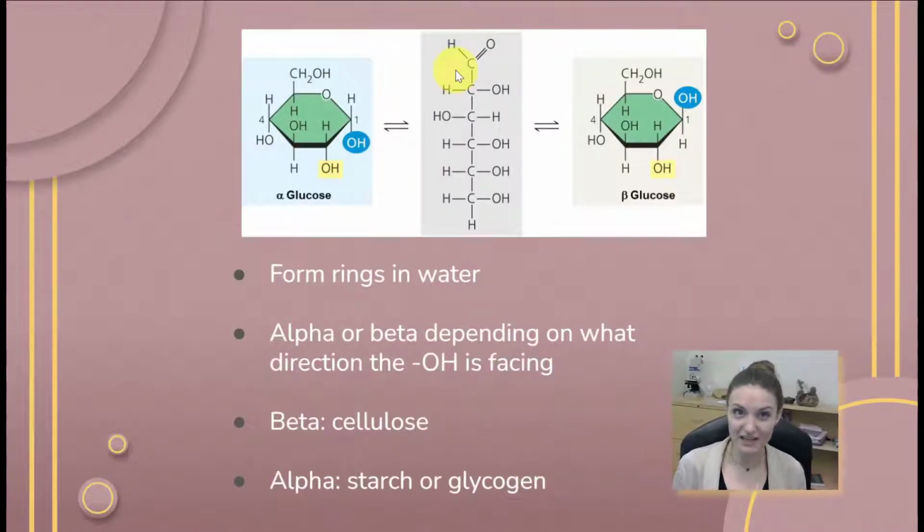This is what it looks like when glucose gets folded up into a ring. We are basically breaking apart this bond up here and then bringing it over to make a bond here. So it's folding up. But the direction in which it folds up, the direction in which this OH, this hydroxyl group, ends up, if it's facing down, we say it's alpha glucose. If it's facing up, we say it's beta glucose.